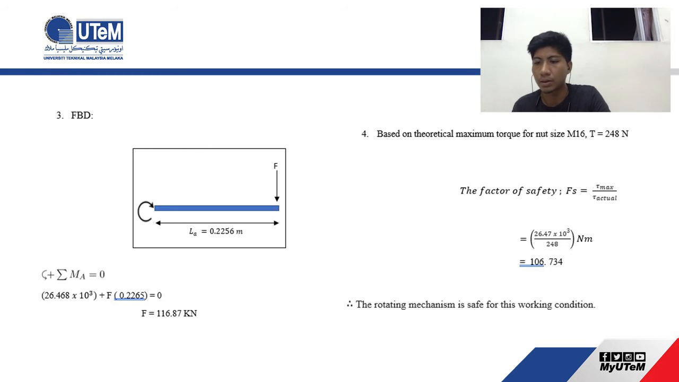After we insert the value of T max over T actual, we got a value of 206.734. From the calculation above, the rotating mechanism is safe for working conditions, and the force that we applied to the L handle wrench is safe for us to use. So that is all from me.